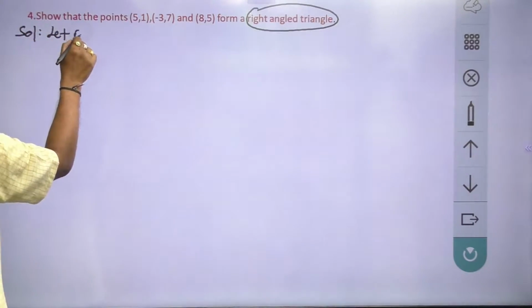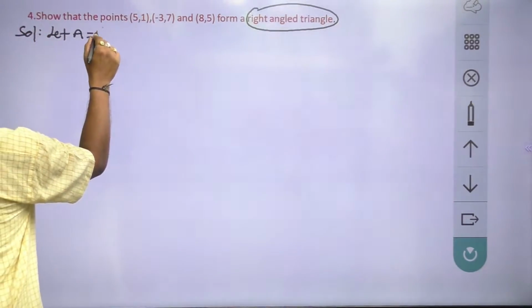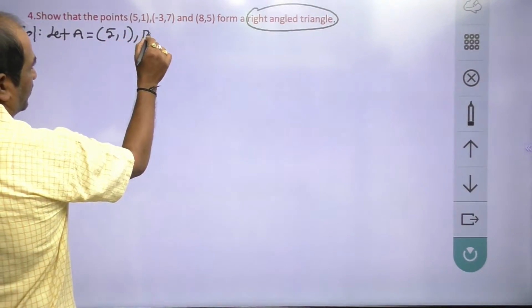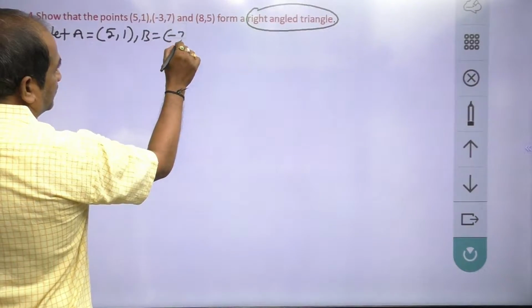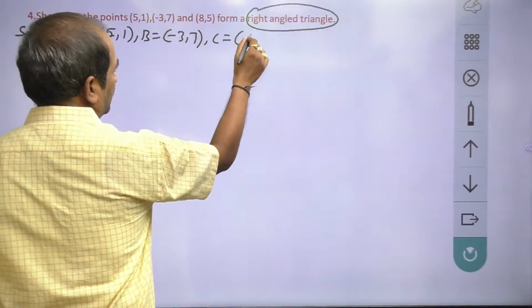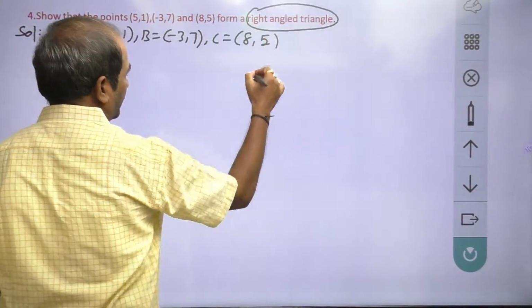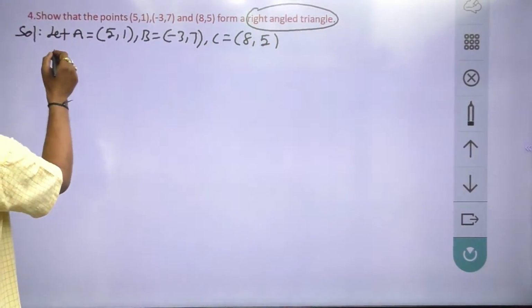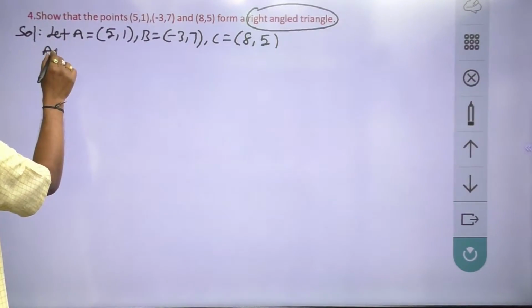In the solution, let A be the first point, 5 comma 1. Next, B is minus 3 comma 7. Next, C is 8 comma 5. First we calculate the length of AB.